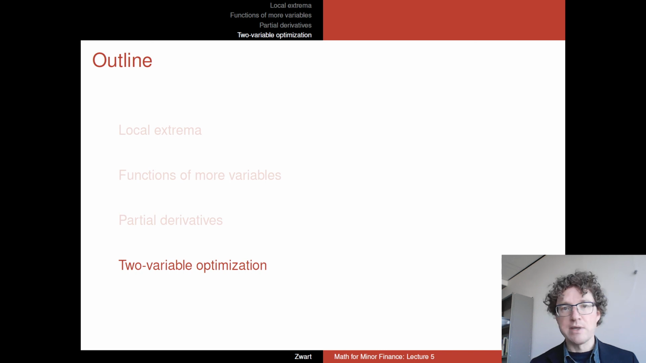So the next thing will be how can we use those partial derivatives in order to optimize functions that depend on more than one, particularly on 2 different variables. So have a look at that in the next video.